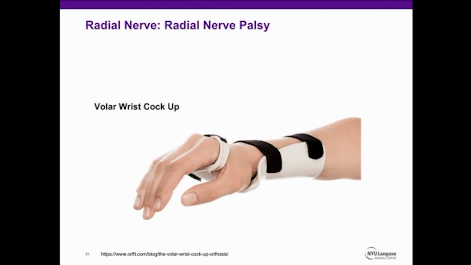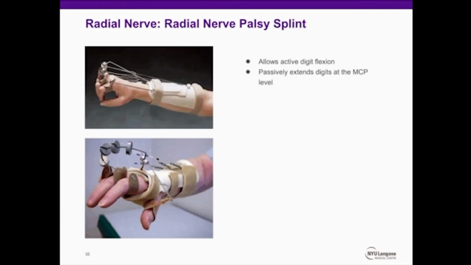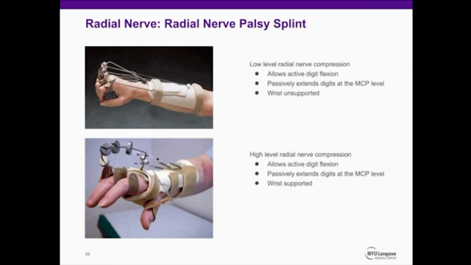However, for a much more complicated case of wrist drop, a more imaginative splint is required to maximize the patient's function. In that scenario, we would fabricate a dynamic radial nerve palsy splint. On the left, you'll find two dynamic splints that allow for active digit flexion, which is, of course, unaffected by radial nerve neuropathies. With the use of the outrigger, it passively brings the patient's MPs into extension, allowing for the patient to actively release a grasped object.